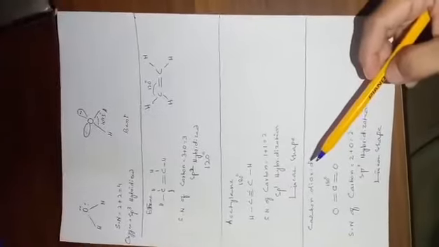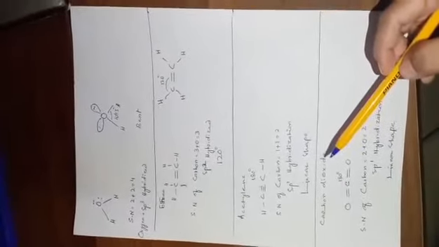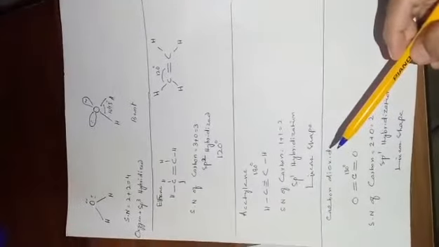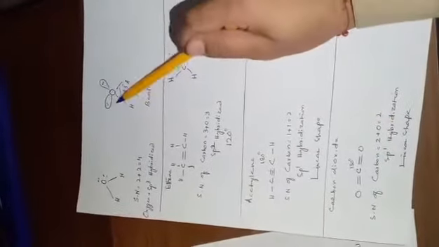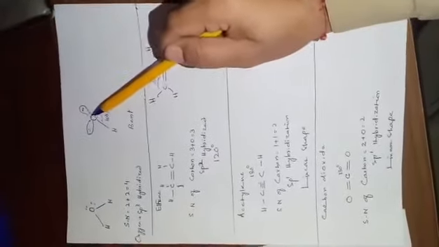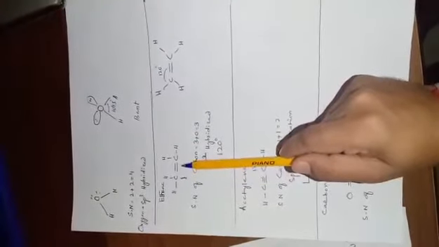Taking another example of water. In water, oxygen is attached to 2 hydrogens. So steric number will be 2 plus 2 equals 4 and it will be making 104 degrees because there are 2 lone pairs, and according to VSEPR theory, lone pairs will be repelling more strongly and the shape will be bent.